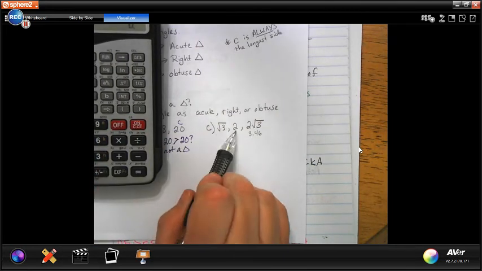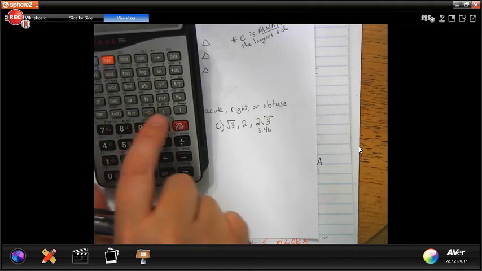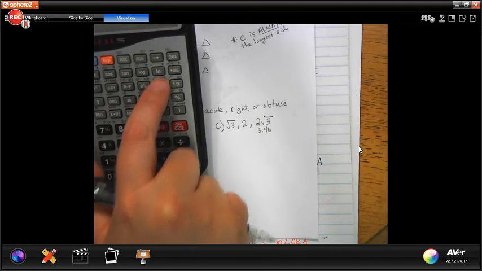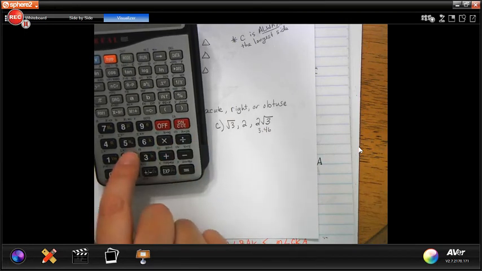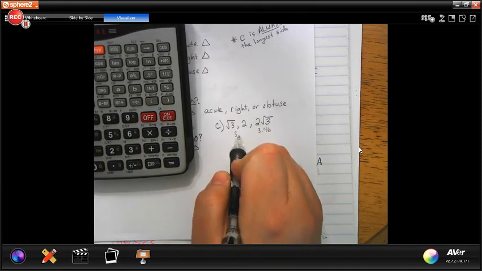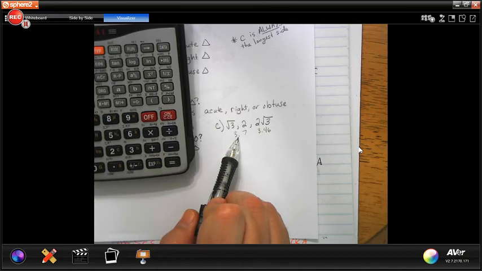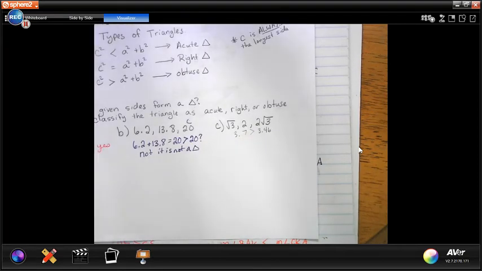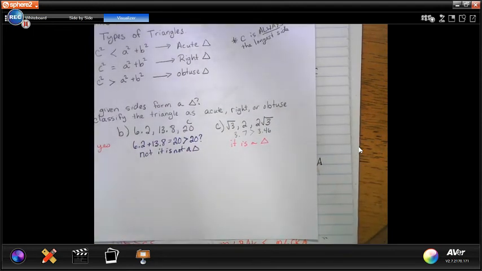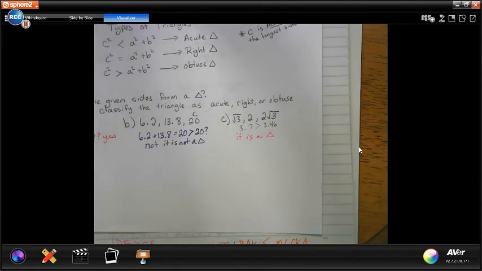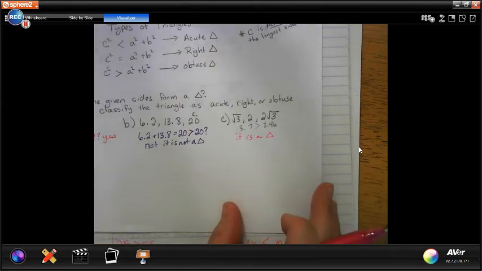Okay. So radical 3 plus regular 2. So let's do radical 3. Radical 3 is, and then add 2. That is 3.7. So 3.7 is greater than 3.46. So it is a triangle. Okay. Use calculators. Calculators are involved. Calculators are always helpful. Okay, so now that we know it is a triangle, we can go on and find out what kind of triangle it is.